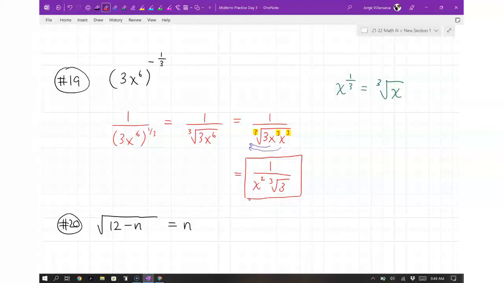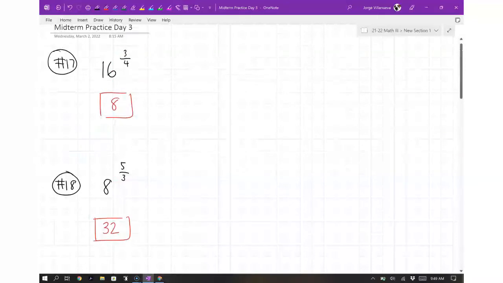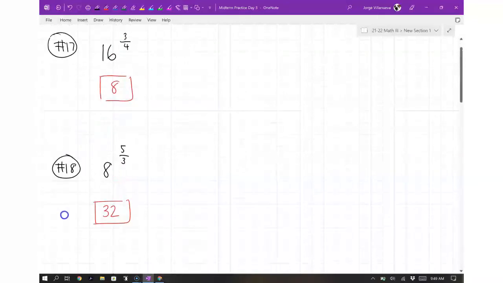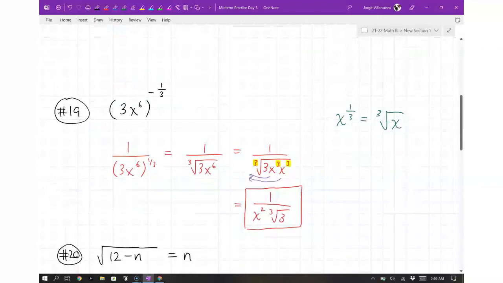But before I do that, does anybody have questions on the first 3 problems? The ones where you just had to plug it into your calculator or work it out a little bit slower, right? Just kind of breaking things down little by little. All right. So let's check out number 20.